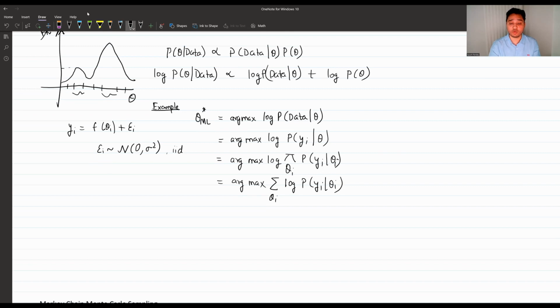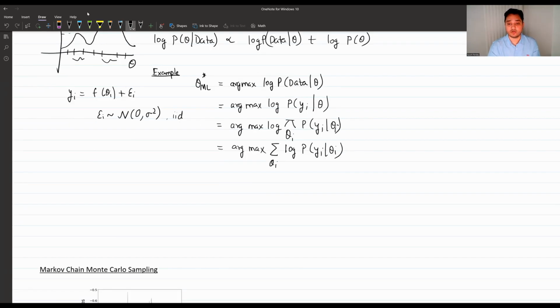So now what we have is log of probability of y_i given theta_i, and this is when we know what the parameter values are. So given the parameter values, what is the probability that y_i is the correct data? So now let's go back to the model that we have. Given the parameter value, we can further simplify this, right? Argmax summation over all theta_i log of probability of f(theta_i) plus epsilon_i given theta_i.